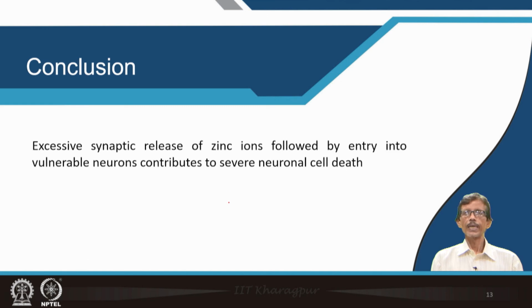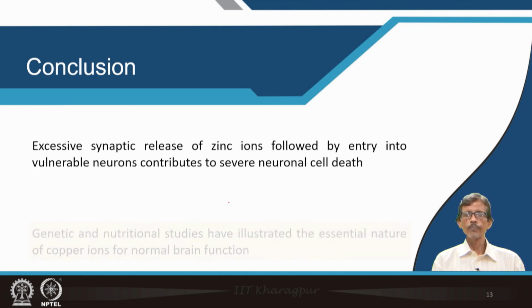So, what we have seen basically for these two metal ions in your brain: when you talk about zinc, you can have the synaptic responses and the excessive synaptic release of zinc ions followed by entry into the vulnerable neuron, contributing to severe neuronal cell death. So, first we always try to understand what can happen in the adverse condition, so that we can avoid it. So, we should avoid this particular release of these copper ions and zinc ions in these particular regions.